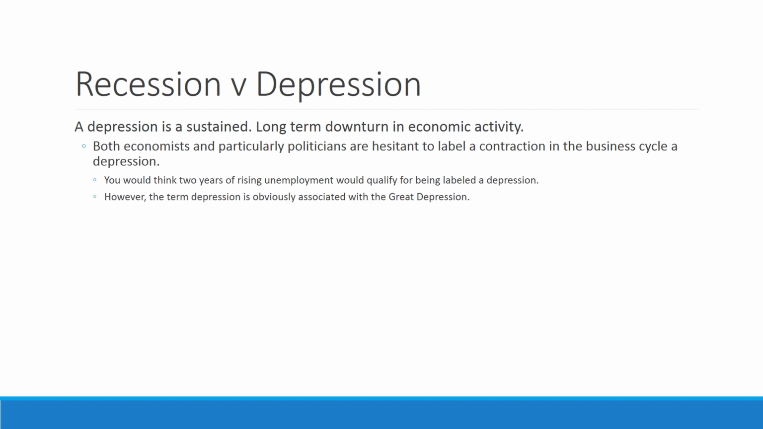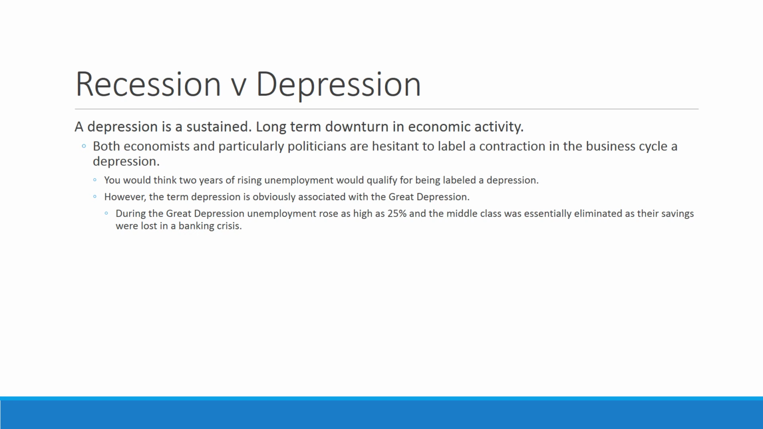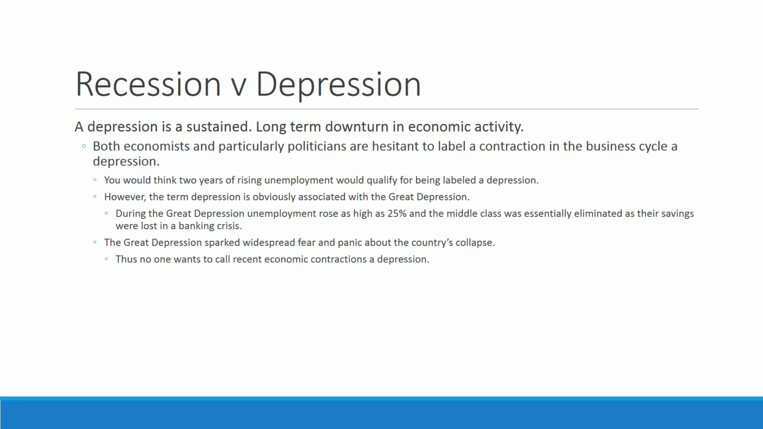So the only real depression within the American economy was the Great Depression. Everything else has been labeled either a panic or a recession. So during the Great Depression, unemployment rose as high as 25%. Middle class was essentially eliminated as their savings were lost in a banking crisis. Nobody wants to be reminded of that. It sparked widespread fear and panic about the country's collapse, and thus the government doesn't want to associate any sort of economic issues with an actual term of depression.